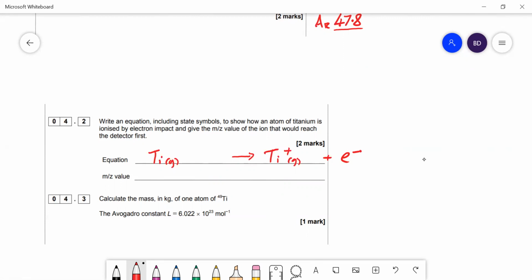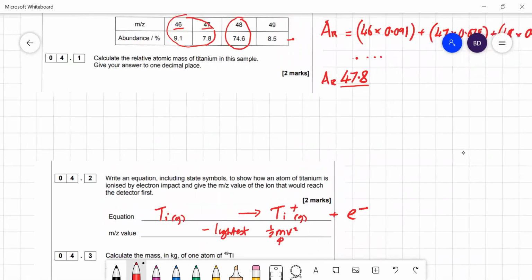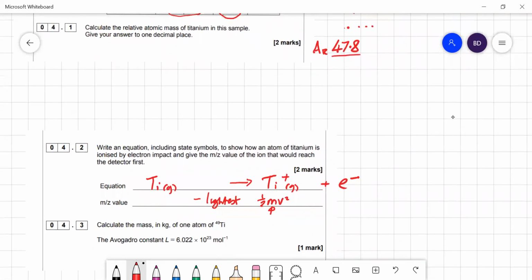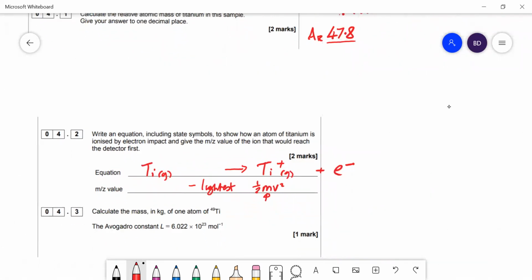And the m/z value, the one that would reach the detector first, that would be the lightest one. Why is that? Because they all got the same kinetic energy, half mv squared. So if m is smaller, v is going to be bigger, so it's going to get to the detector first. And the lightest ion of titanium, or isotope, is going to be the 46, the one that weighs 46. So it's going to be the one that's 46.